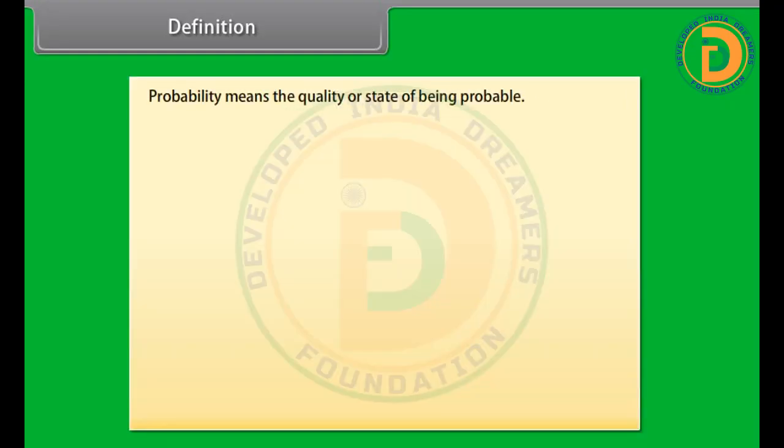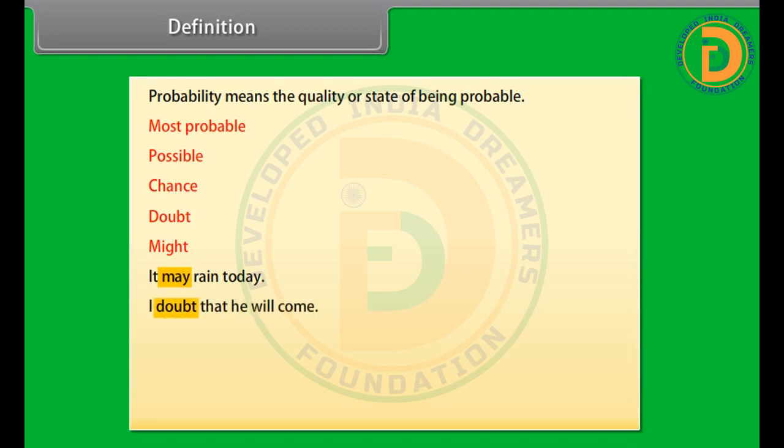Definition. Probability means the quality or state of being probable. In case of probability, we use the words most probable, possible, chance, doubt, might, etc. For example, it may rain today. The word may in the sentence shows probability. I doubt that he will come. Such words involve uncertainty.